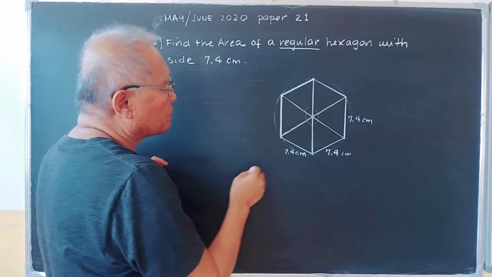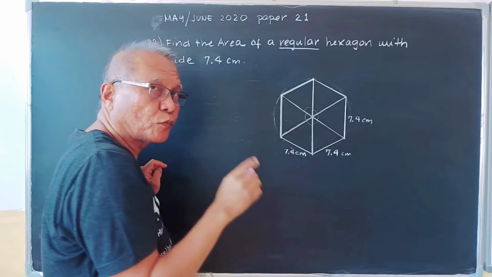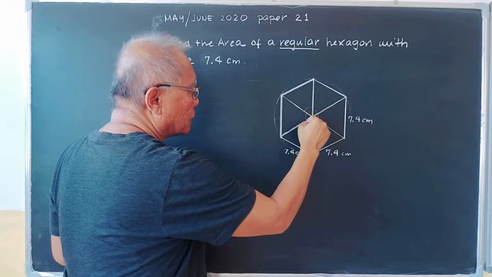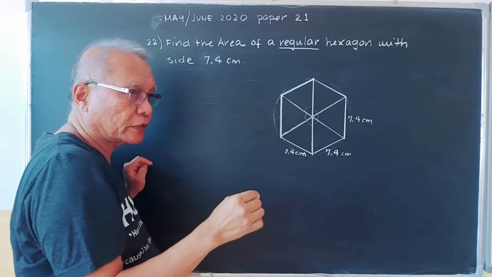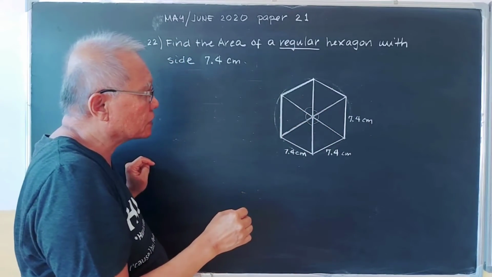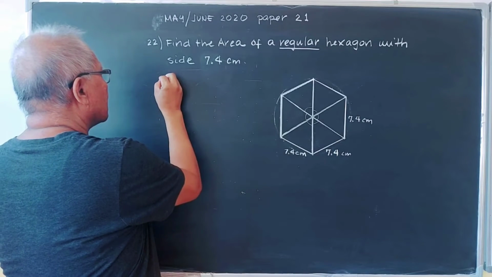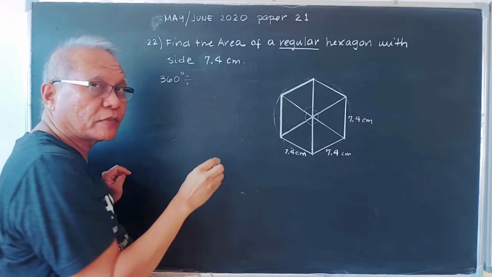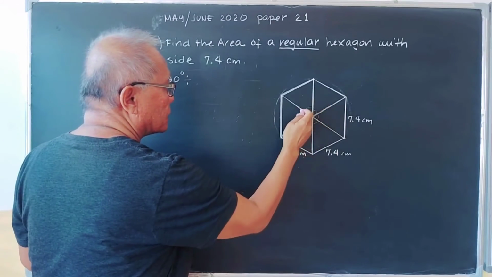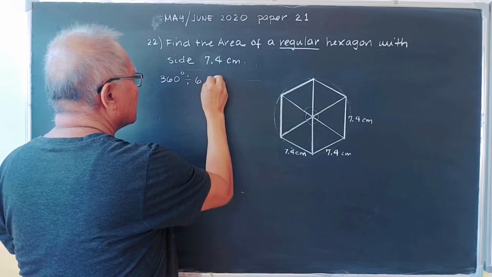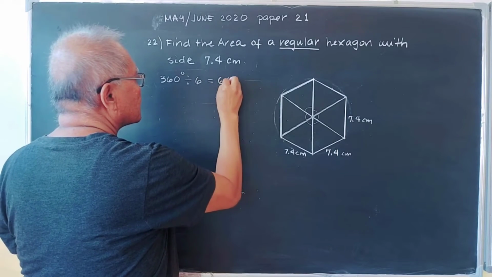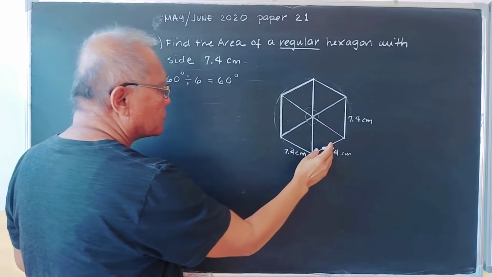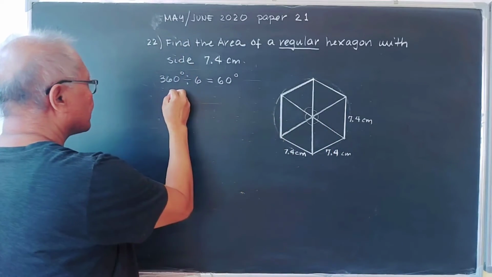So let us find the measure of one angle only. How do we do that? Because we know that at a point the measure is 360 degrees. So we have 360 degrees. We will just divide it by 6 because we have 6 angles here. Divided by 6, we'll have 60 degrees. Okay, so let us draw one triangle here.